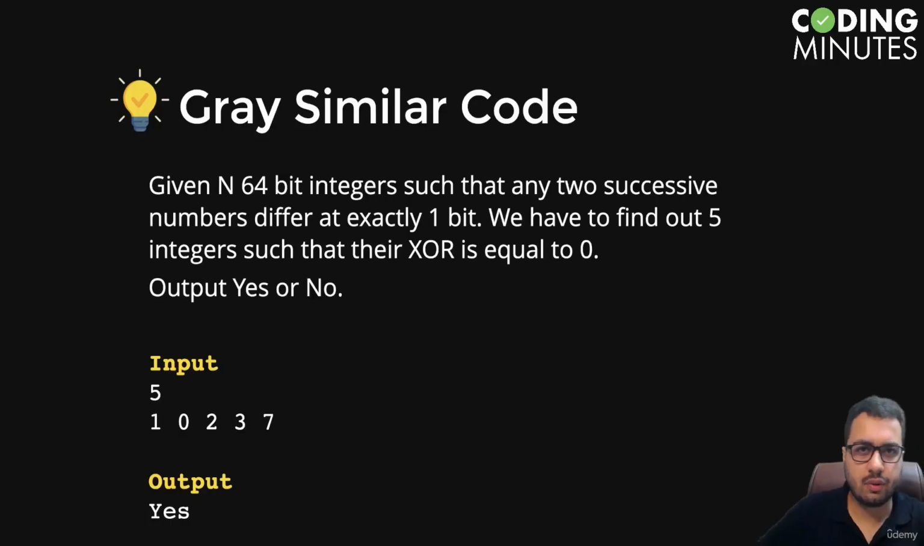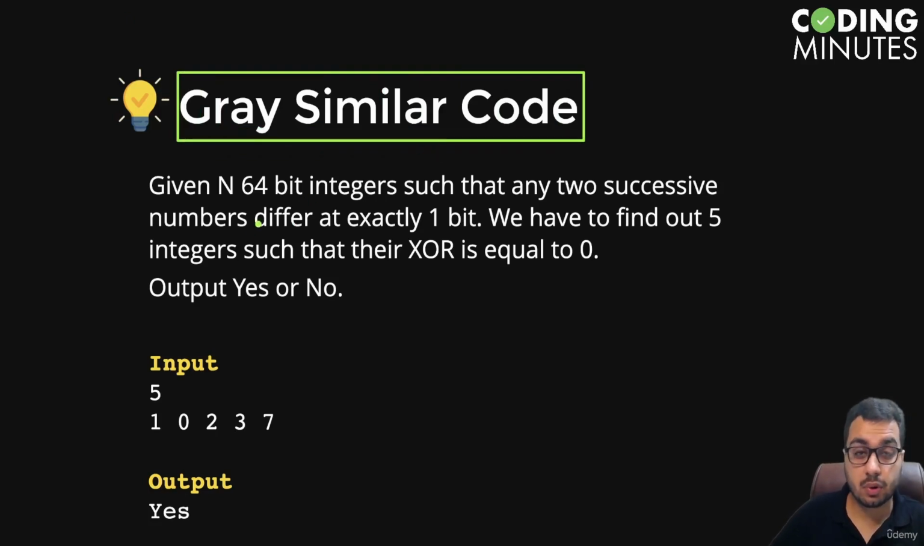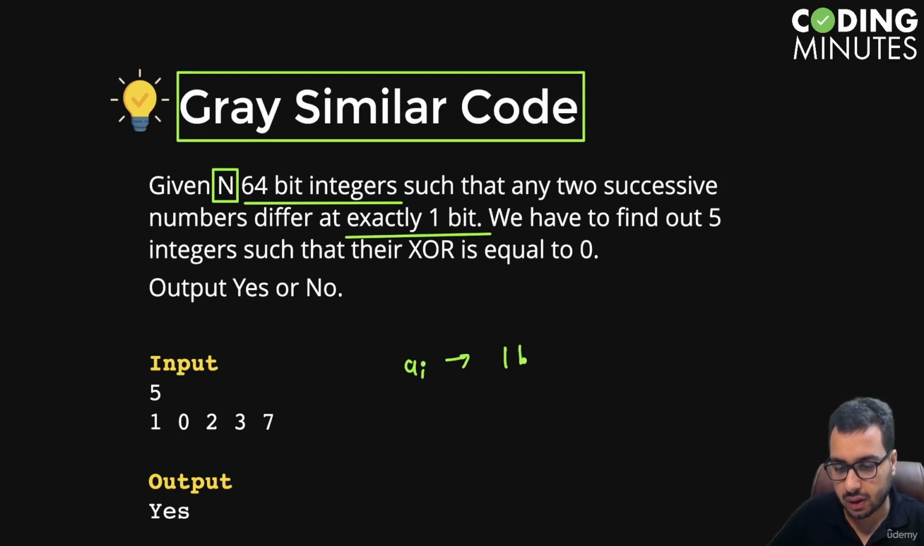Thank you. Hi everyone, in this lecture we are going to solve this problem. The problem name is Gray Similar Code, and it is again a question from CodeChef. We are given n 64-bit integers, such that two consecutive numbers differ at exactly 1 bit. Let's say if ai is like 11001, then ai plus 1 will only have 1 bit different. Maybe this bit is different, and the rest of the bits are the same.